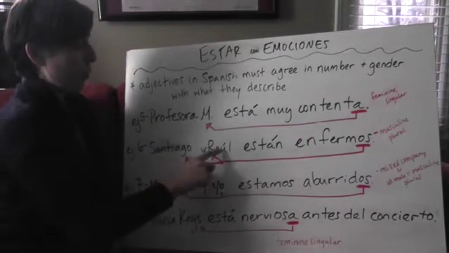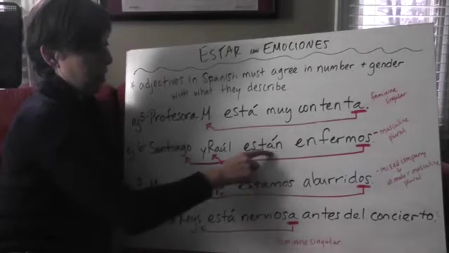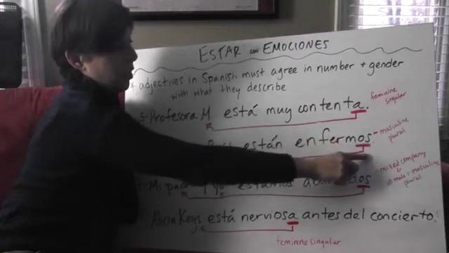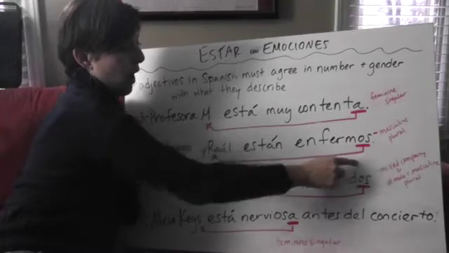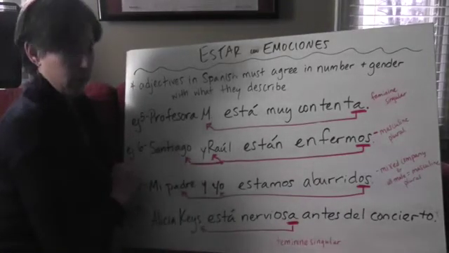Santiago and Raúl, those are both boys. So están, because it's plural, third person, están enfermos. Alright, it's going to end in OS because Santiago and Raúl are both masculine and they're plural because there's 2 of them. So the OS has to match the subject of the sentence, which is what comes before the verb.